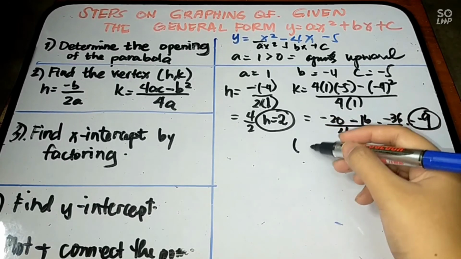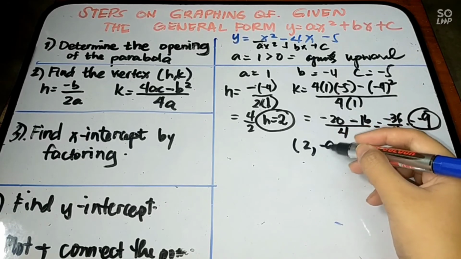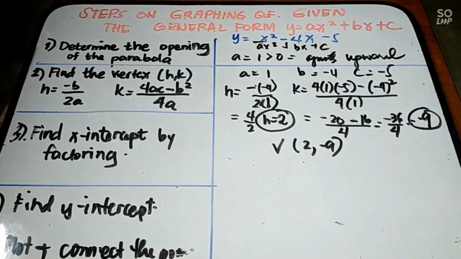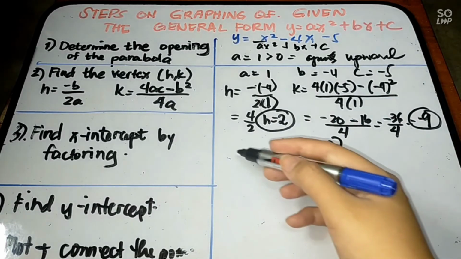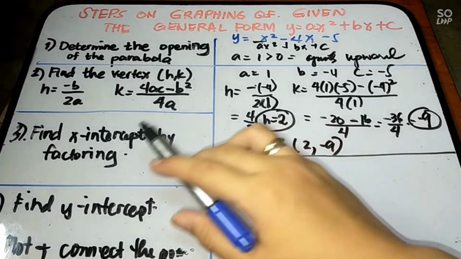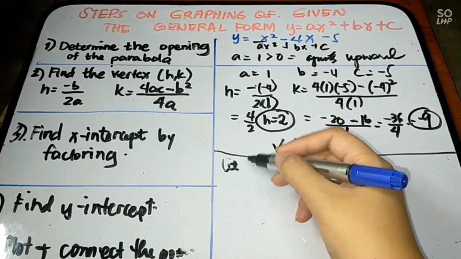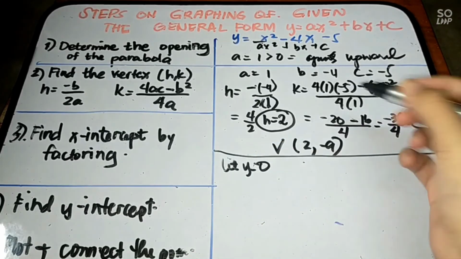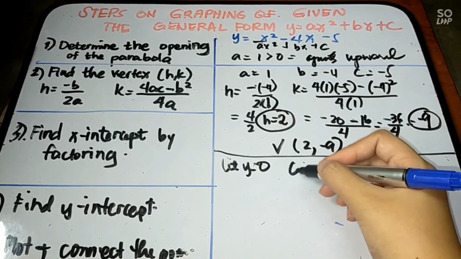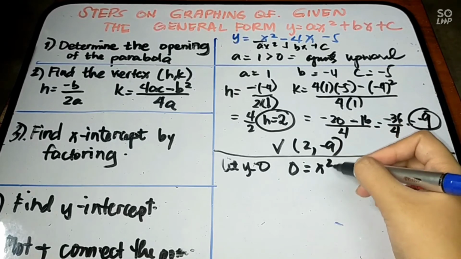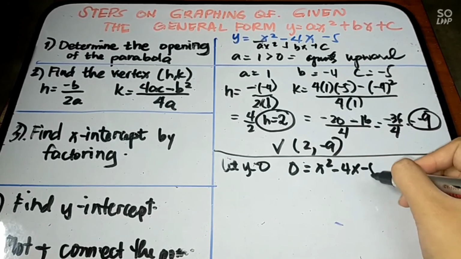So, your h and k is 2 and negative 9. That is the vertex. Next, let us have the next step. We are going to find for the x-intercept. So, we are going to let y be equals to 0. So, this is our given. So, 0 is equals to x squared minus 4x minus 5.